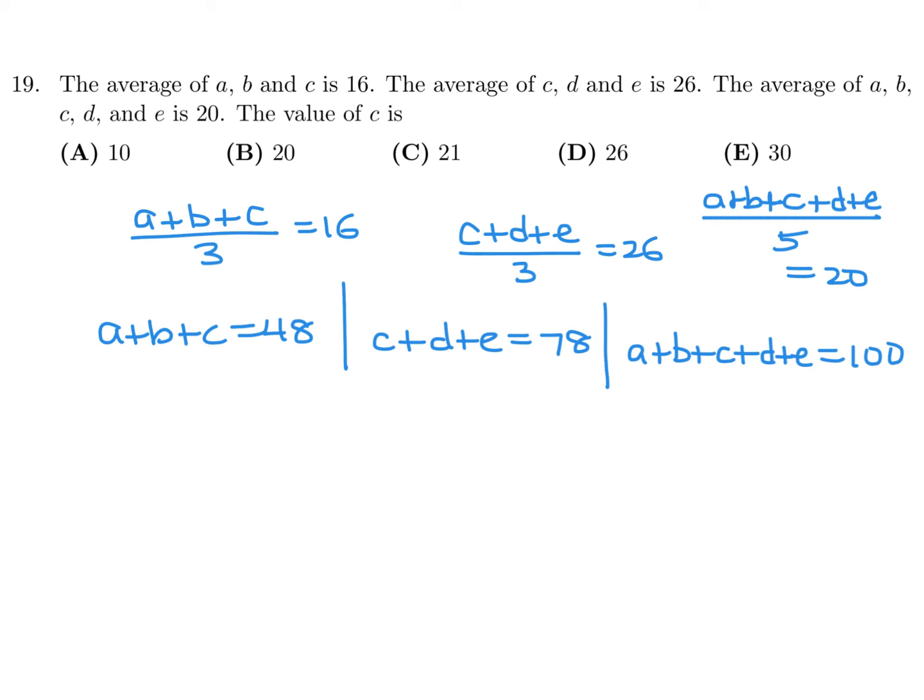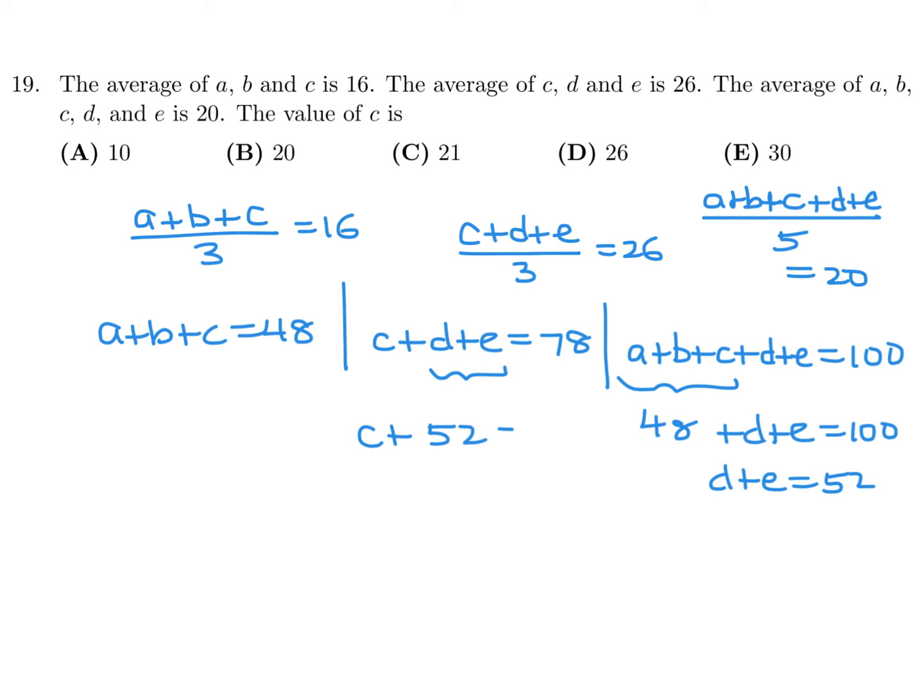All right. Okay, so from this guy, A plus B plus C is 48. So that plus D plus E is 100. So D plus E is therefore 52. And then I guess we just put it in here. C plus D plus E, which is 52, is 78. So therefore C would be 26. Am I right? I think so. So number 19, the answer is D.